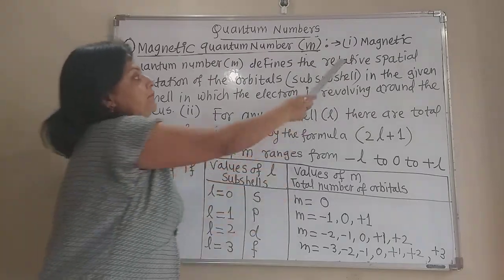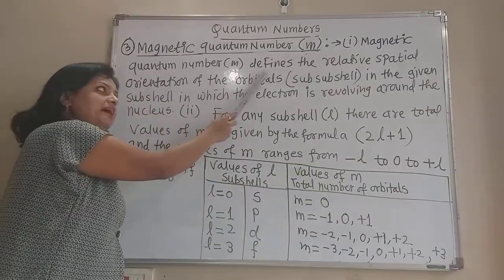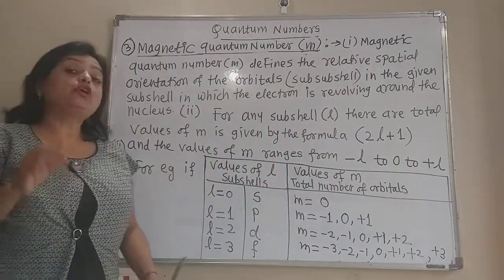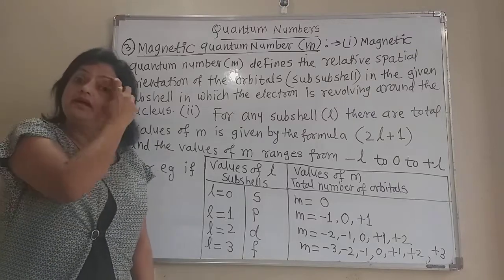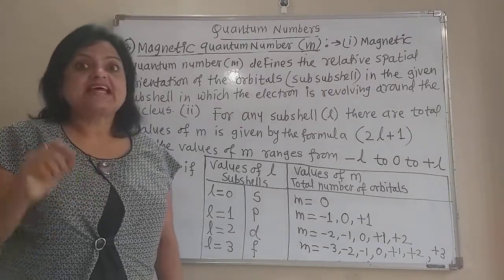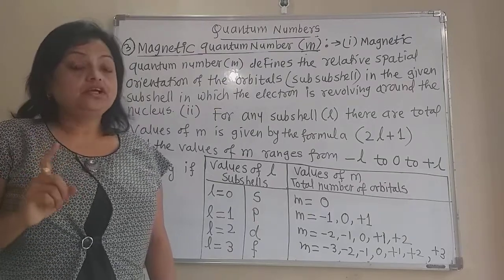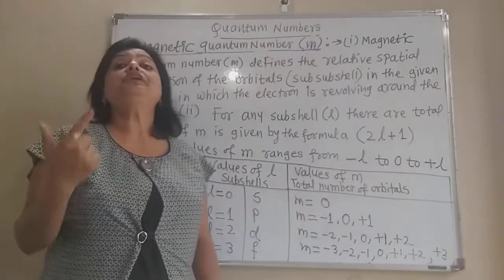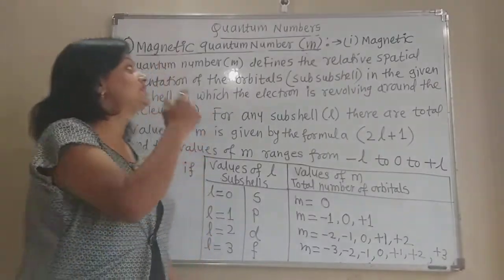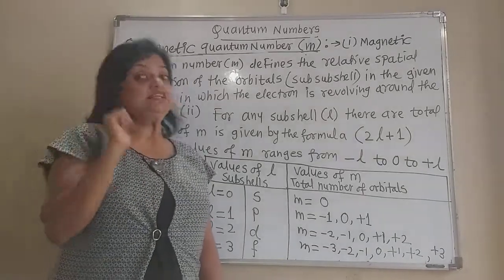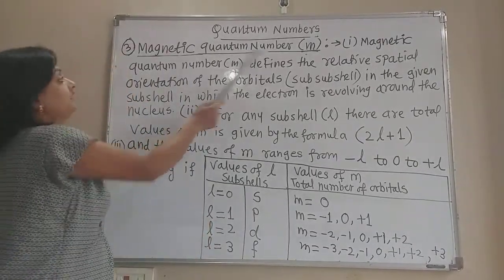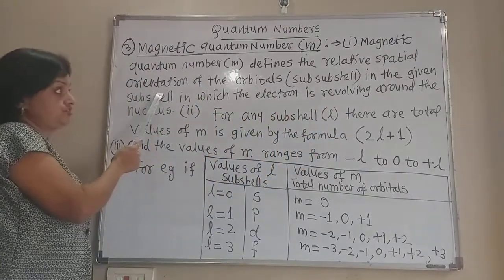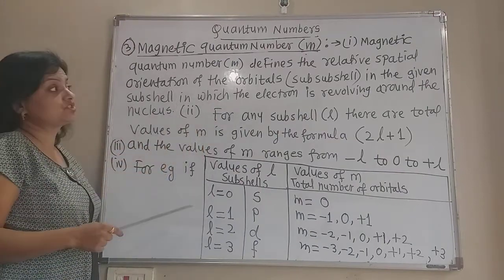Now see here, the magnetic quantum number m defines the relative spatial orientation. The orbitals are oriented around the 3 axes x, y, z. The spatial arrangement in which an orbital is oriented in space is given by this magnetic quantum number, and at the center of that orbital there is the nucleus. So this magnetic quantum number m defines the relative spatial orientation of the orbitals.